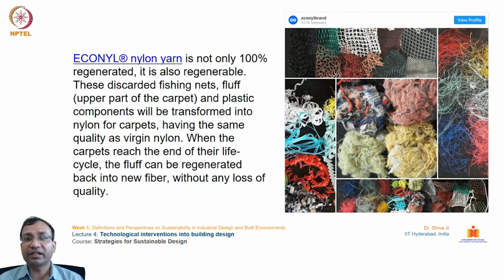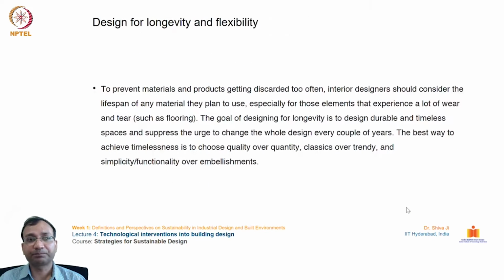These are discarded fishing nets you can see in this picture. The fluffy upper part of the carpet and the plastic components will be transformed into nylon for carpets, having the same quality as the virgin nylon. When the carpets reach the end of their life cycle, the fluff can be regenerated back into new fiber without any loss of quality. So how beautiful is this? Because most of these materials we are seeing in this picture end up in the landfills and in water bodies, and we have seen in the previous lecture how several aquatic animals are falling prey to such pieces of polymers and plastics.